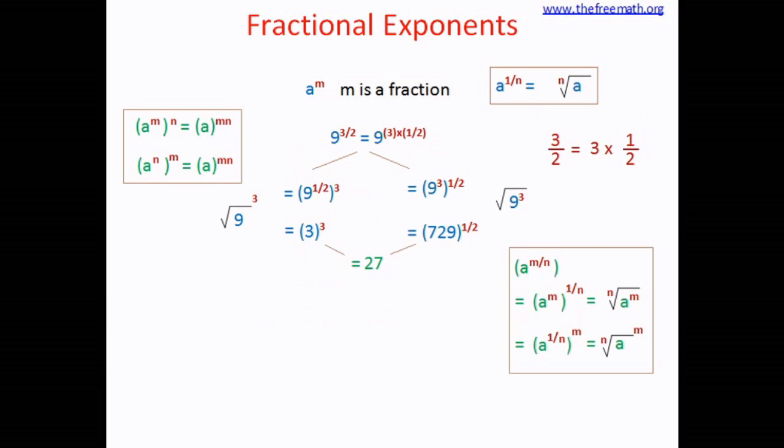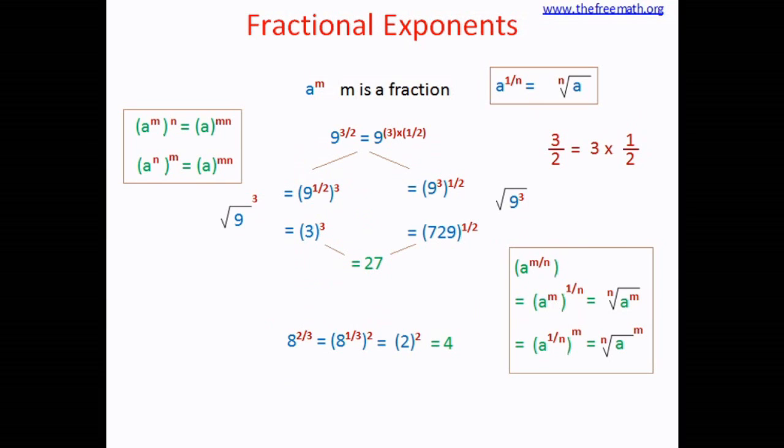Let's take one more example and verify this. 8 to the power of 2 over 3. So this can be written as 8 to the power of 1 over 3, squared. That means the cube root of 8, squared. The cube root of 8 is 2. 2 squared equals 4. So the answer is 4.